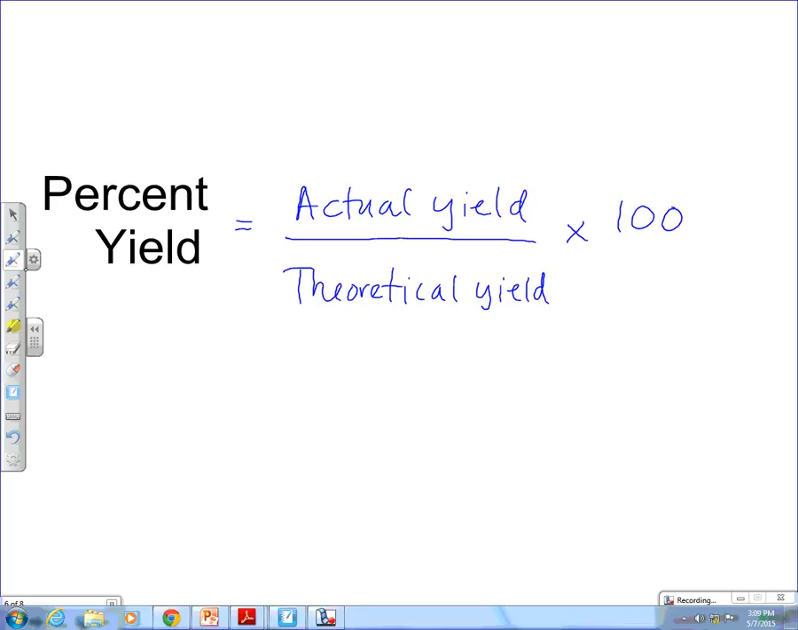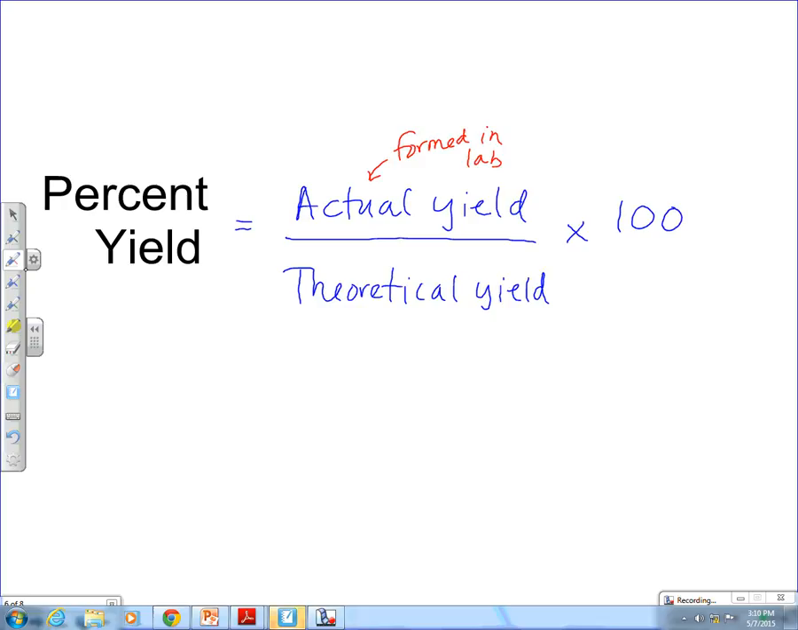So actual yield is what the chemist actually gets in lab. In a word problem, you might see words like formed or recovered or made or synthesized. It would be the actual amount of chemical that you're able to collect in a lab scenario.